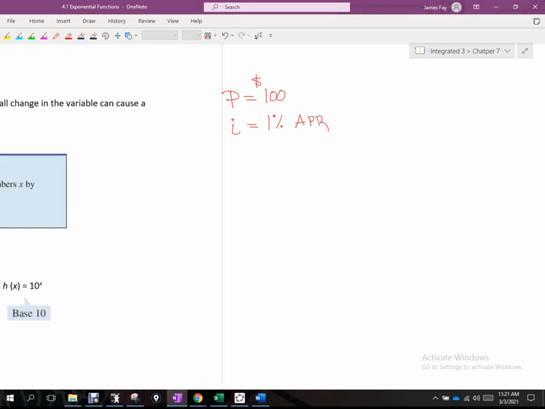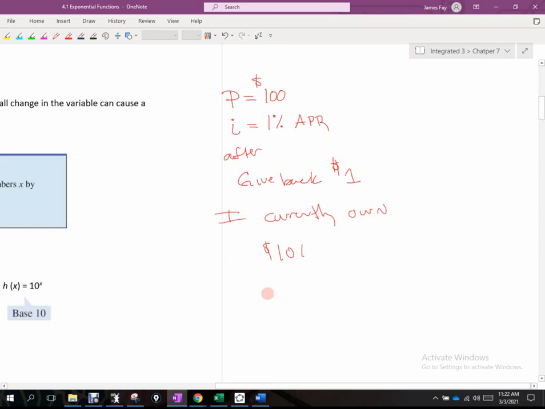exponential equations, what they do, lost my pen. So we put our money in this bank, and they're going to give us 1% back. So after 1 year, let's just say I didn't touch this money, didn't do anything with it, didn't add any more to it. After 1 year, they're going to give back 1% of $100, which is $1. So now I currently own $101. Does that make sense?